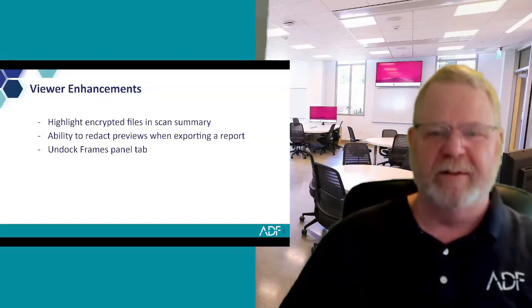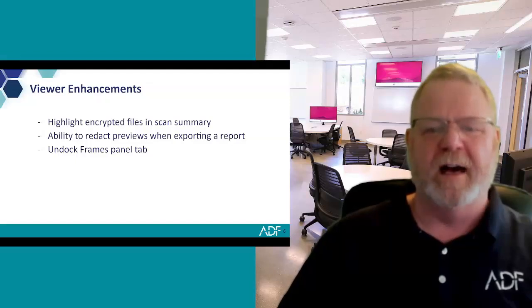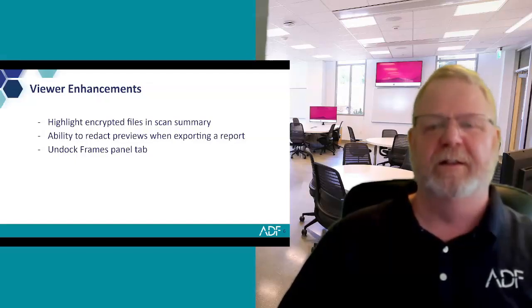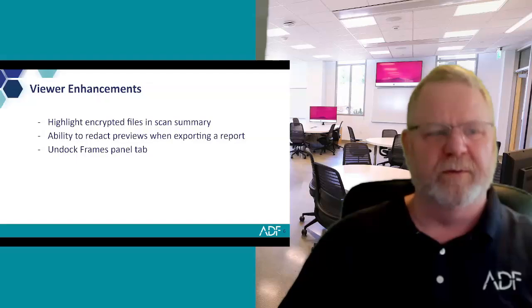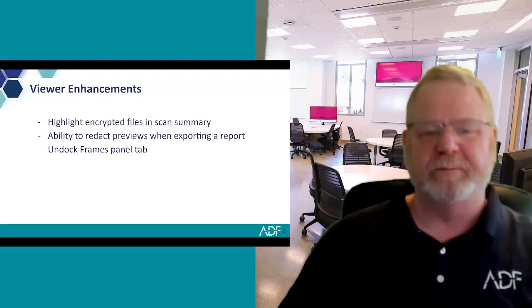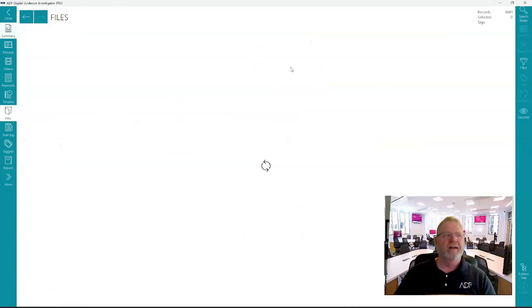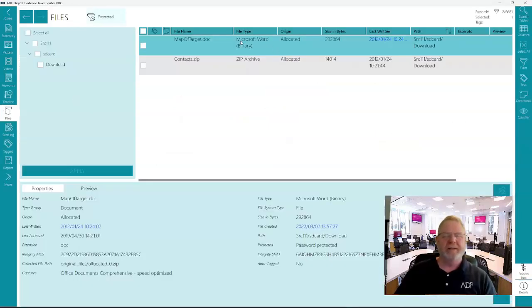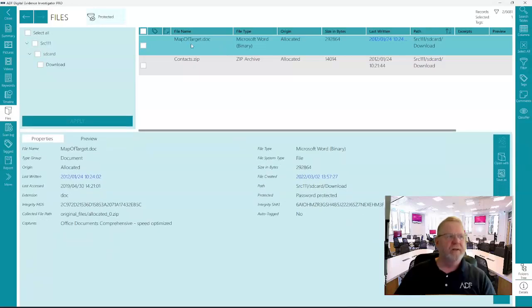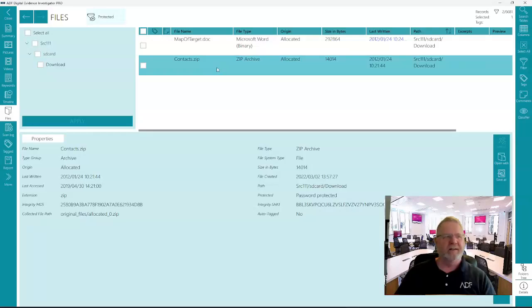And we also have the ability to undock your frames panel, so you can go through and view that a different way. All right, you can see here on the summary page in statistics, I have files encrypted. It found 2, shows the little red lock. If I click on that, it brings me to those 2 files in the files view. So I have an encrypted doc file and a contacts.zip file.